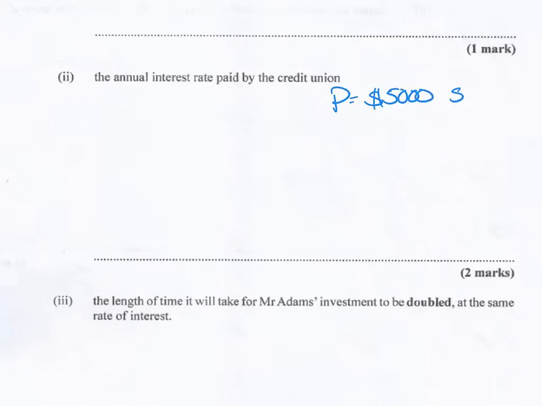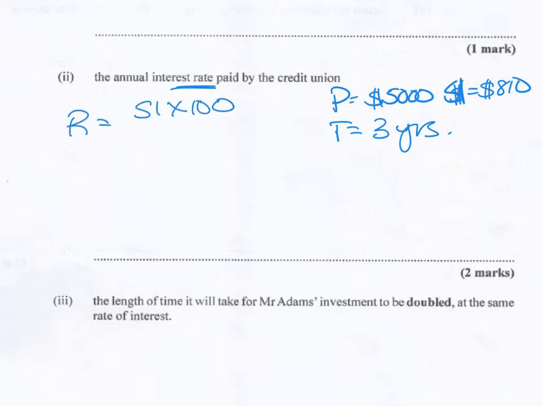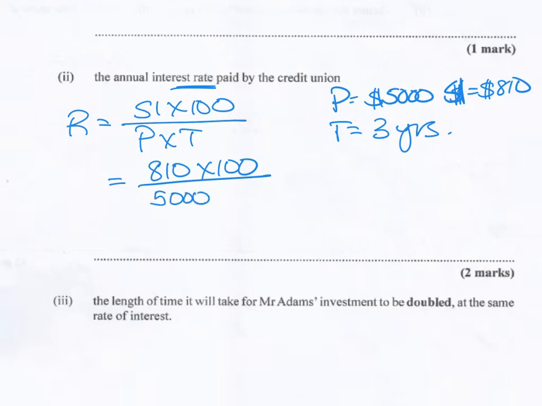Okay, so we recall that principal is 5,000. We got the simple interest to be equal to 810. We got time to be 3 years. And now they want us to get rate. So remember that rate is equal to simple interest multiplied by 100 over the remaining 2, which would be principal by time. So that would be 810 multiplied by 100 divided by 5,000 multiplied by 3.